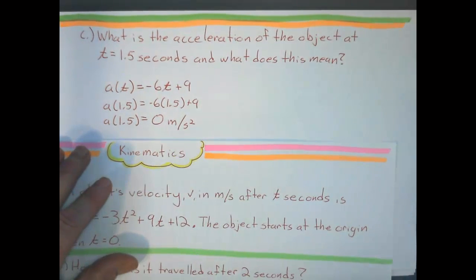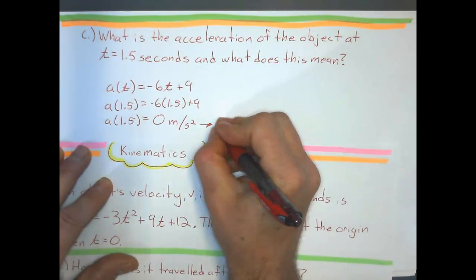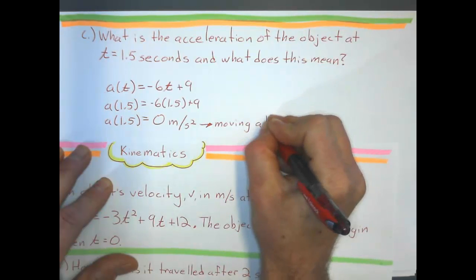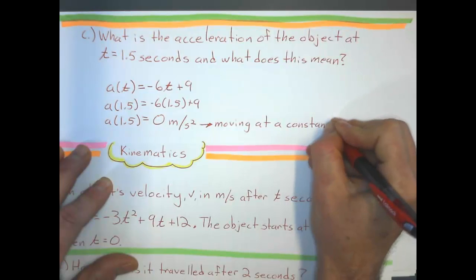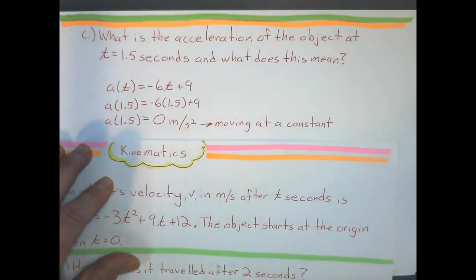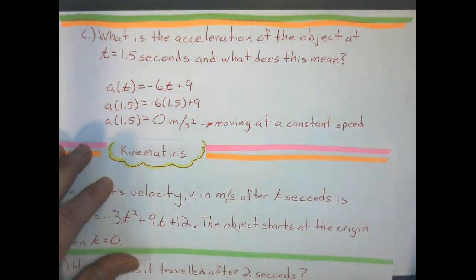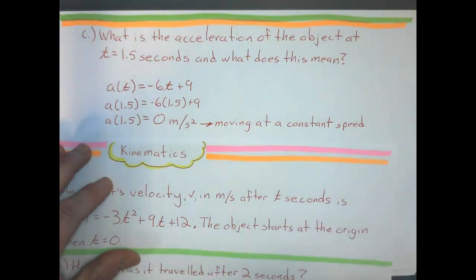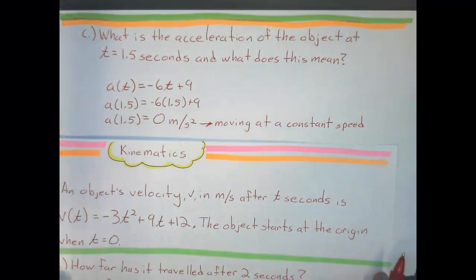And what does that mean? It means the particle is moving at a constant, and we'll assume it's in a straight line, so I'm going to say speed instead of velocity, moving at a constant speed. It's not speeding up or slowing down, because remember, if my acceleration is positive, it's going to be speeding up, and if my acceleration is negative, it's going to be slowing down. And that's what it means.